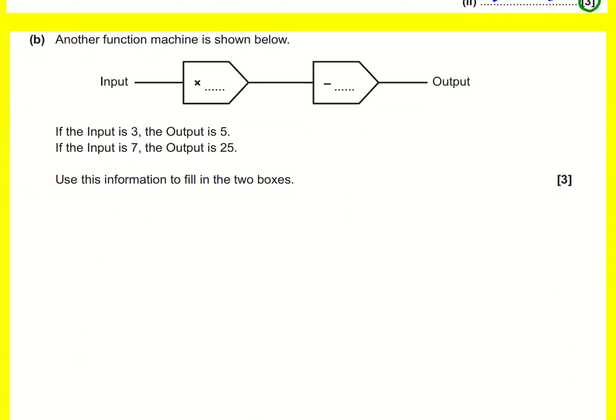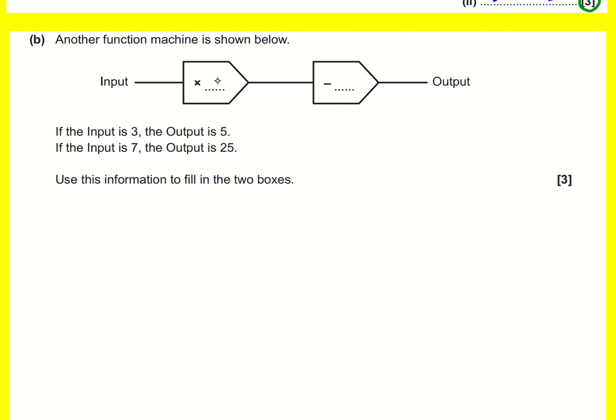Another function machine is shown below. Now we don't know what's going on, but we're told if the input is 3, the output's 5, and if the input is 7, the output is 25. So let's think about this. I'm going to be timesing by something, and I'm going to be minusing something.